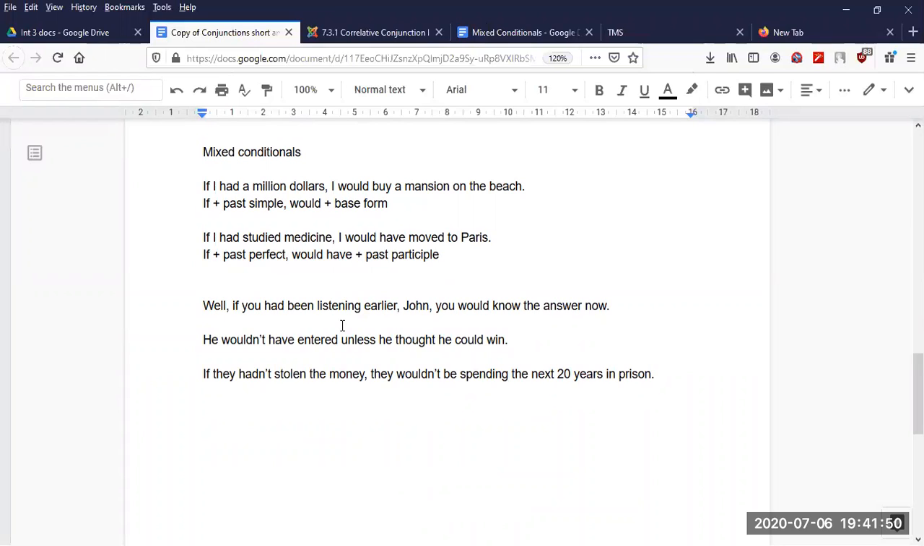Unit 7. Unit 7, we have mixed conditionals. Okay, so before we've seen the second conditional and the third conditional. These are both unreal conditionals. They are imagined situations and imagined results.